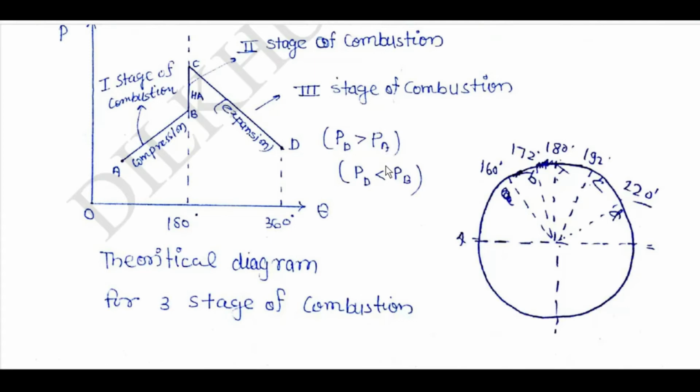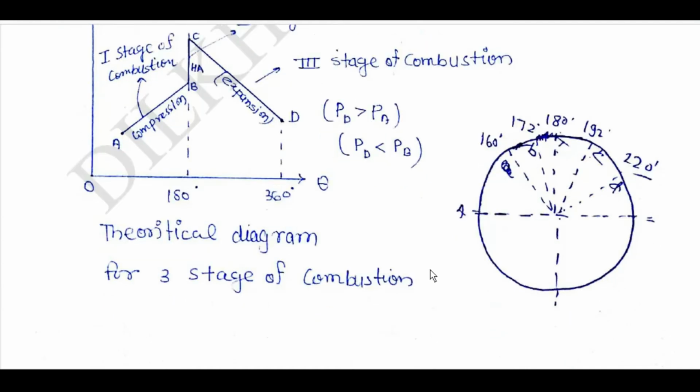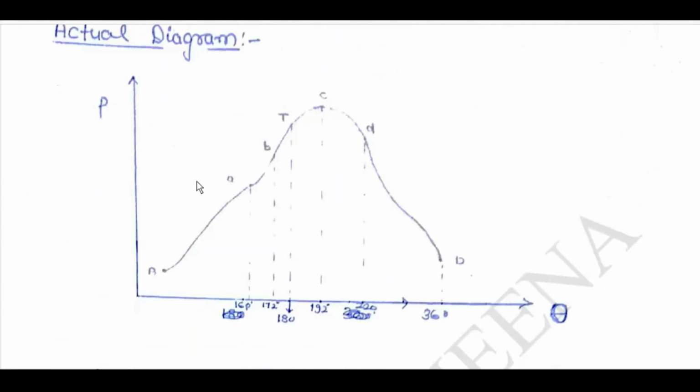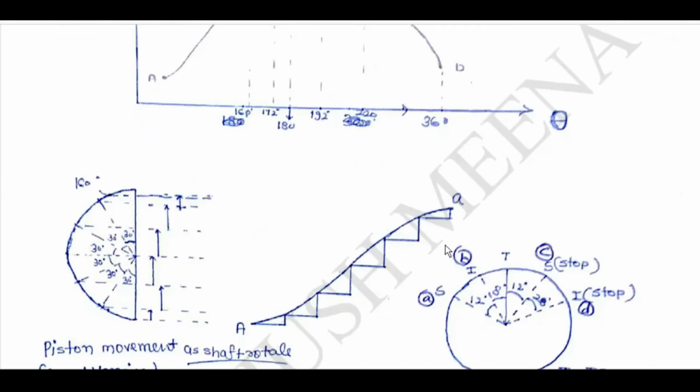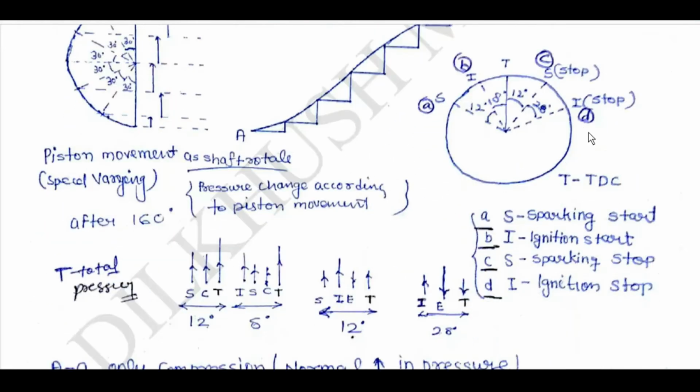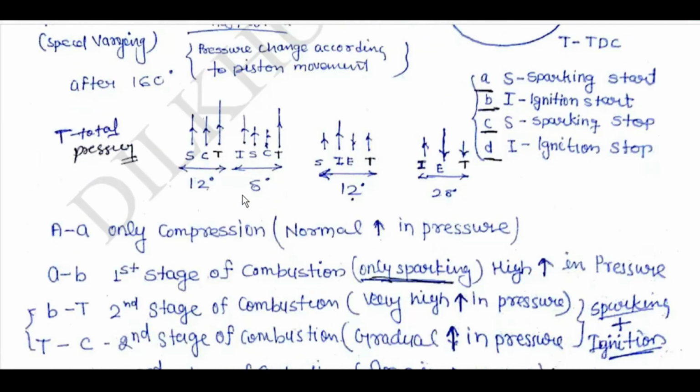PD greater than PA, PD less than PB. 160 degrees, 172 to 180. Ignition 190 to 220 degrees. Theoretical diagram for three-stage combustion. Actual diagram: P versus theta increases and then decreases like this. Piston movement as the shaft rotates. Varying pressure change according to piston movement.